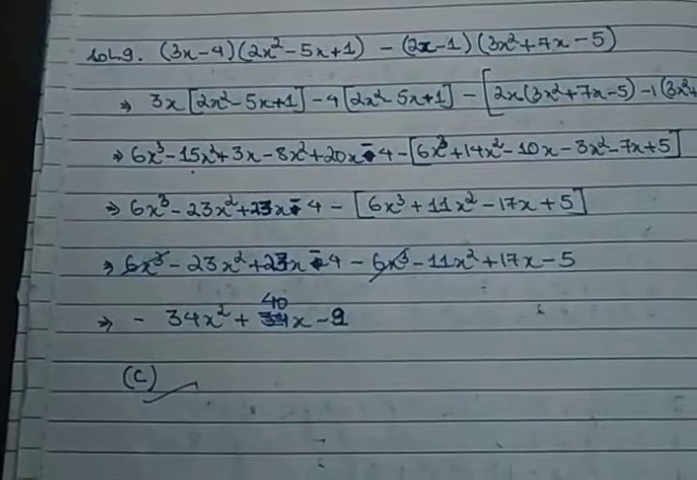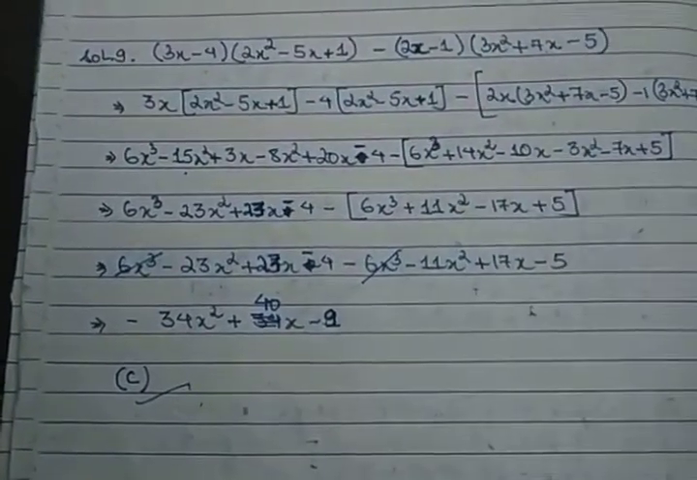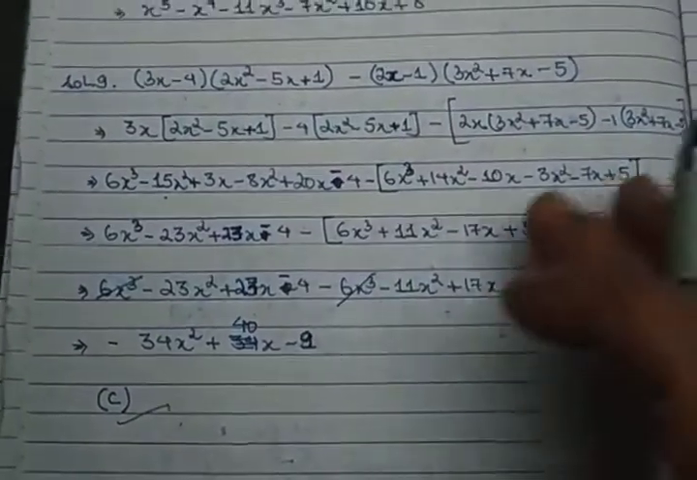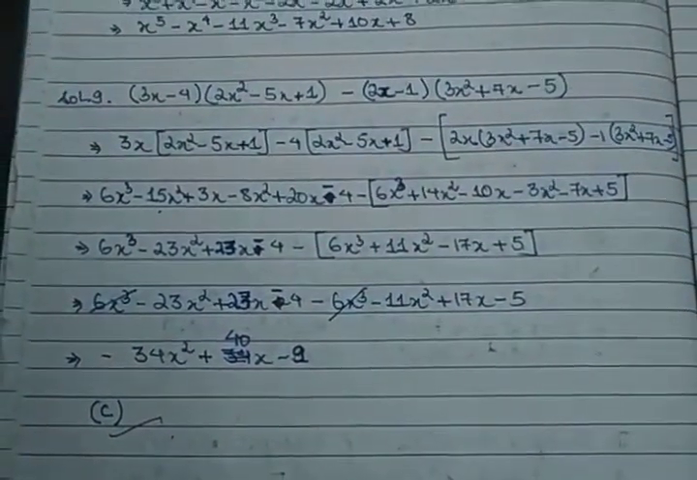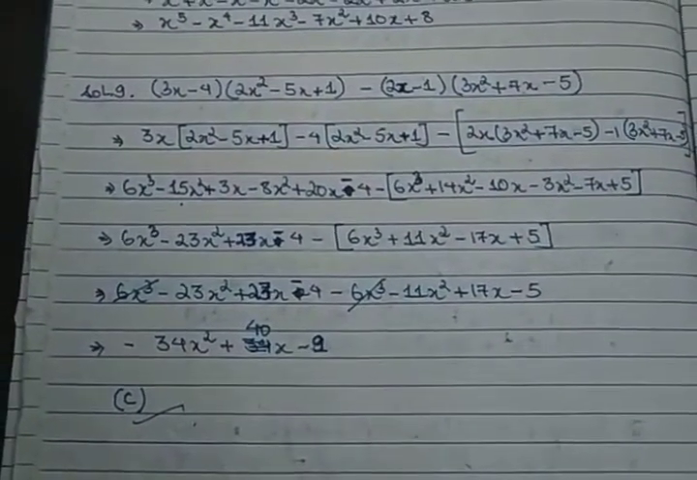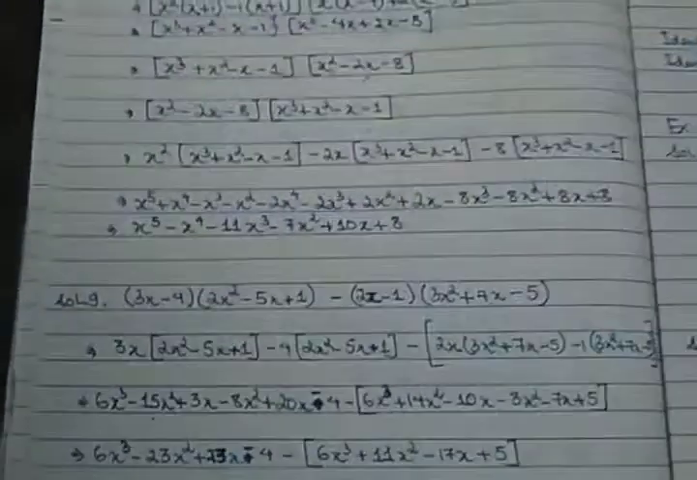Your answer was also given in the options. This question is similar to question number 7. That is why I haven't done question number 7, and I want you to do question number 7 as your homework, and the other sums as well.